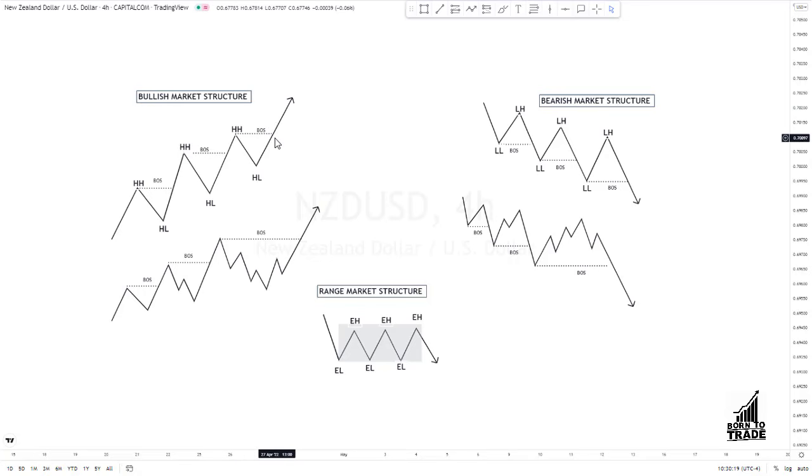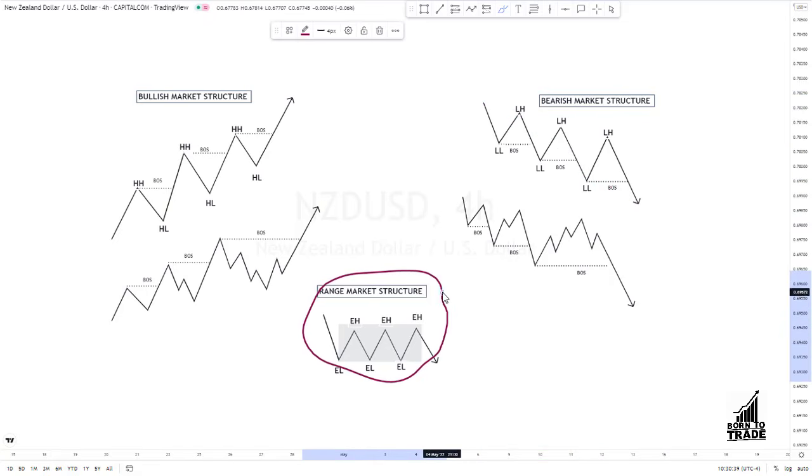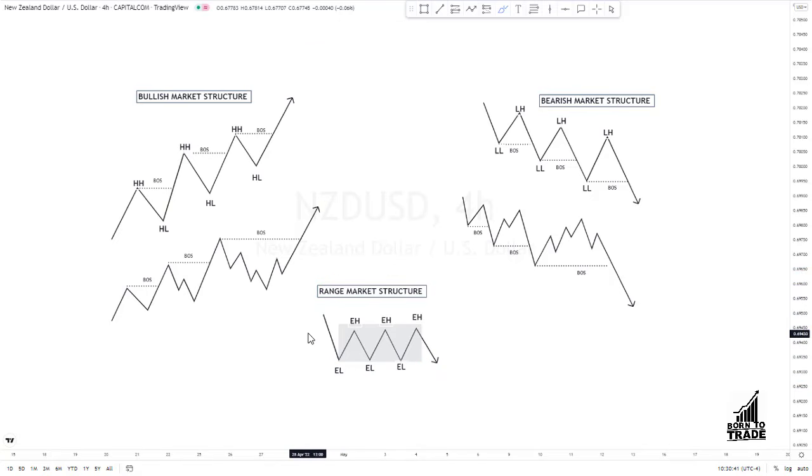We have a bullish market structure. A bullish market structure simply means that we are in an uptrend. And here we have a bearish market structure. A bearish market structure means that we are in a downtrend. And here we have a range market structure. A range market structure tells us that the market is in a sideways movement. The market is just ranging. It doesn't have any clear direction.